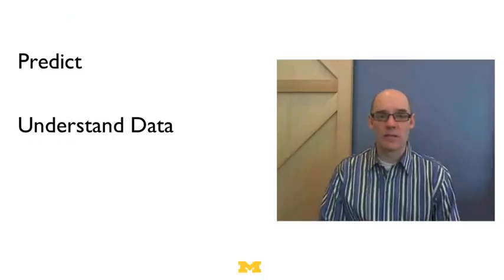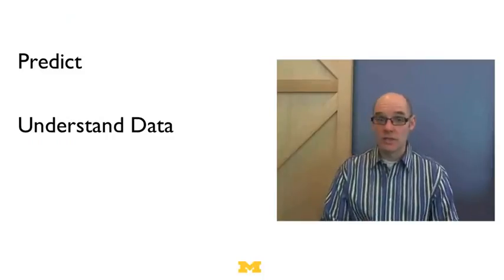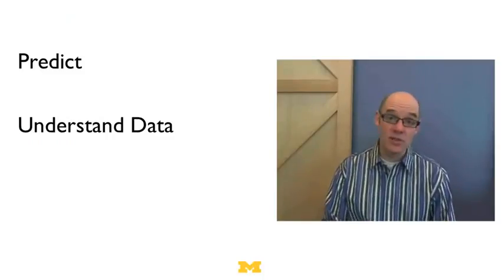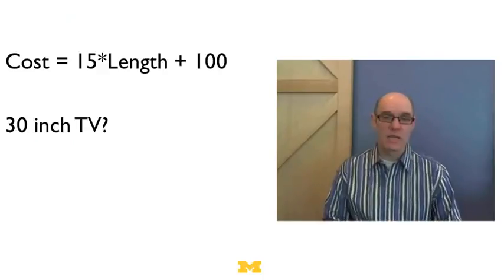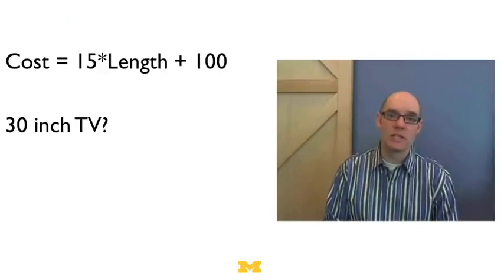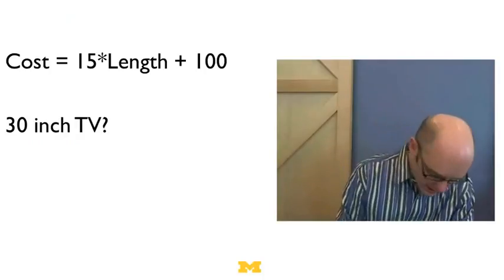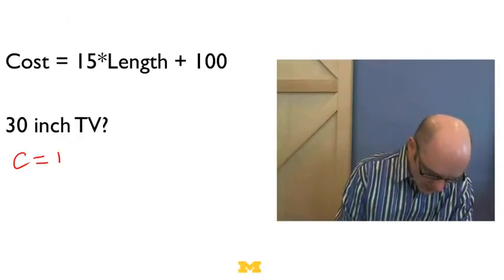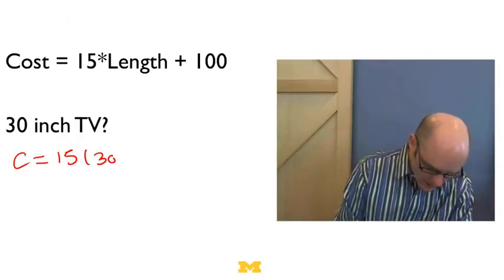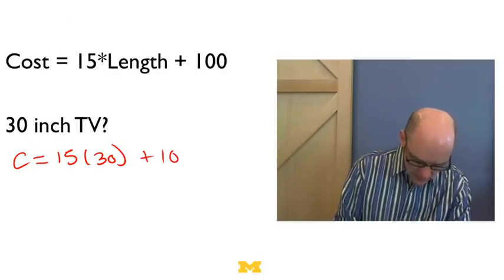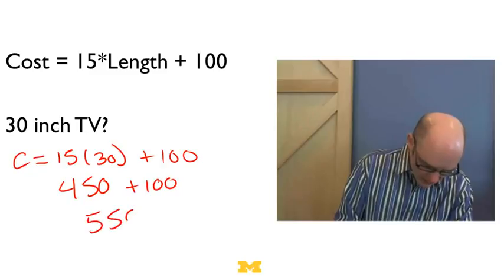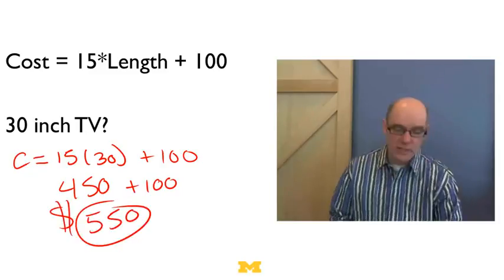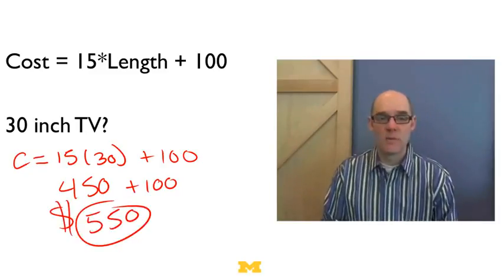So why do we construct models? A bunch of reasons. One is to predict. Another is to understand data. Let's talk about using this simple model to predict. Suppose you're thinking, I wonder what it costs to buy a 30-inch TV. What we can do is plug it in. The cost would be 15 times the diagonal plus 100. So that would be 450 plus 100, which would be $550. That says if I want to go buy a 30-inch TV, it's going to cost me $550.